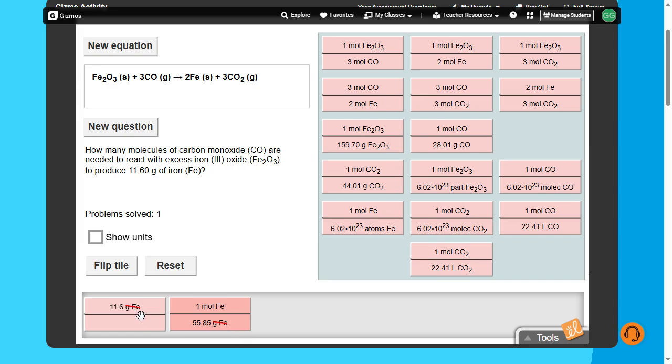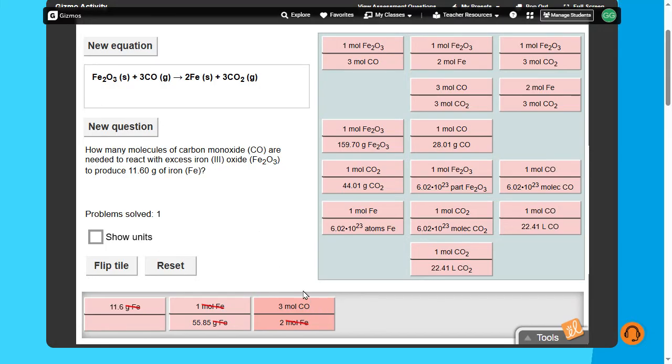So we see that grams of iron has been canceled already. We did not need to flip the tile. Now we're left with moles of iron, but we don't want iron, we want carbon monoxide. So we need to convert iron into moles of carbon monoxide, and by dragging this tile, we converted moles of iron into moles of carbon monoxide. So now the only units that we have are moles of carbon monoxide.